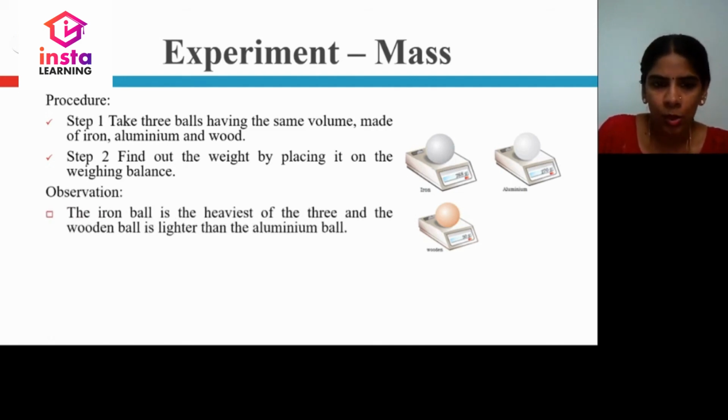What do you observe? You will see that iron is the heaviest. While the wooden ball is lighter than the aluminium ball, which is just 50 grams. Iron is 788 grams, while aluminium is 270 grams. So you know mass is more in iron, lesser in wooden.